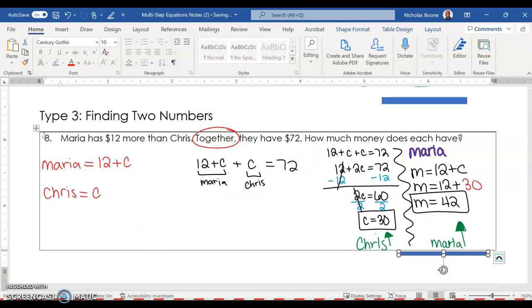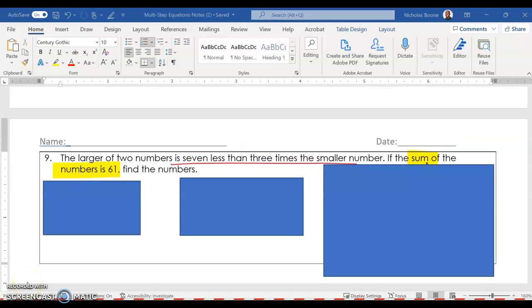So we're right. I want you to go ahead and look at problem 9. Try it yourself. See if you can set it up yourself and then come back. All right, number 9, last problem. It says the larger of two numbers is 7 less than 3 times the smaller number. We got a lot going on here. If the sum of the numbers is 61, find the numbers.